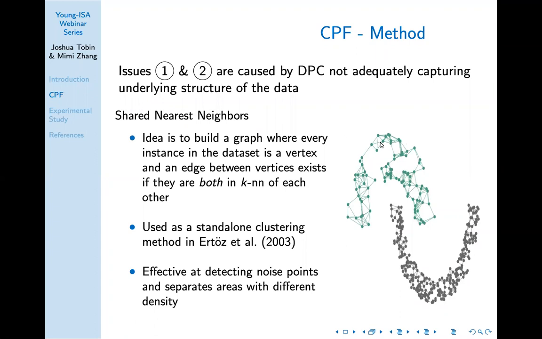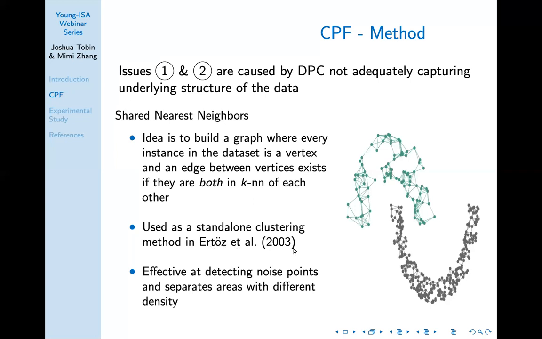In a shared nearest neighbor graph, the idea is to build a graph where every instance in the data set is a vertex, and there's an edge between two vertices if they're both within the k nearest neighbors of each other. This is a powerful approach for separating out different areas in the graph, and it was itself used as a standalone clustering method in Ertöz et al. and colleagues in 2003.